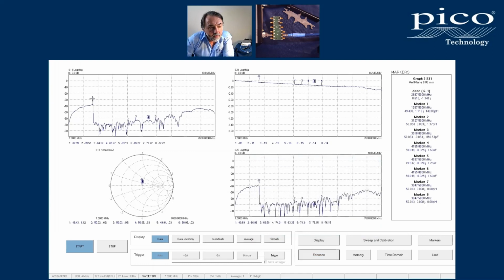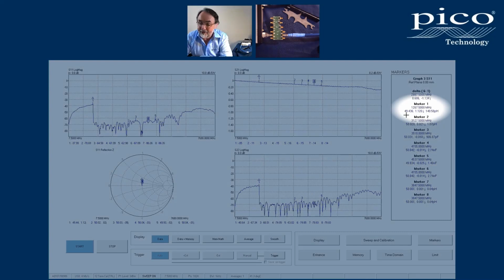And what I'm going to do, I'm going to measure this point here with the marker. So this is our line measured with our 50 ohm resistors as the calibration standard. And if we look on the Smith chart result at marker 1, put glasses on, we get 49.43 ohms and 1.12 reactive component there.